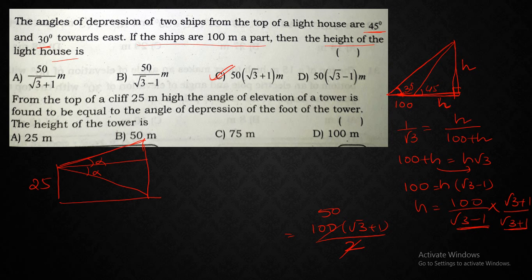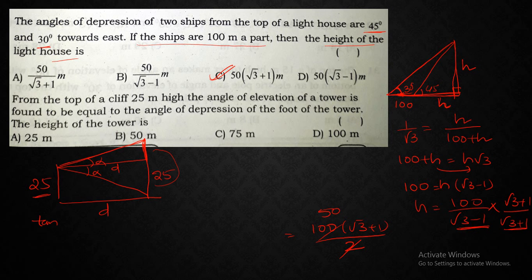Then the height of the tower. So he's asking about the height of the tower. If this is 25, so this is also 25. Now this particular part if I find, then I can add this so that I can get the height of the tower. Now from this clearly what I can say, if this distance is d, then this is also d, right? So from the top of a cliff, the angle of elevation of a tower is found to be equal to the angle of depression of the foot of the tower.